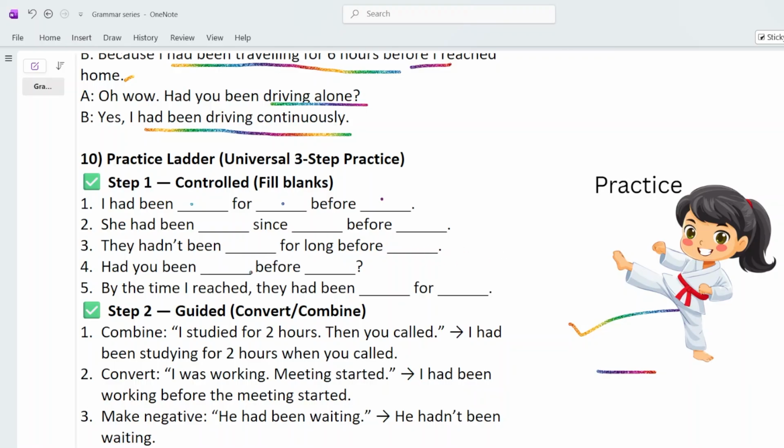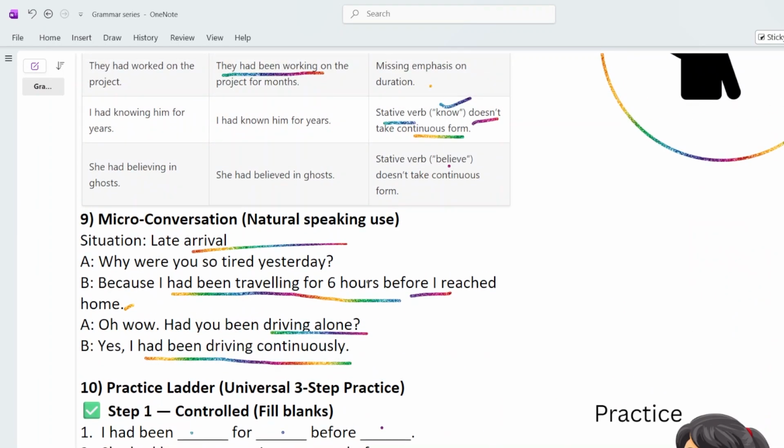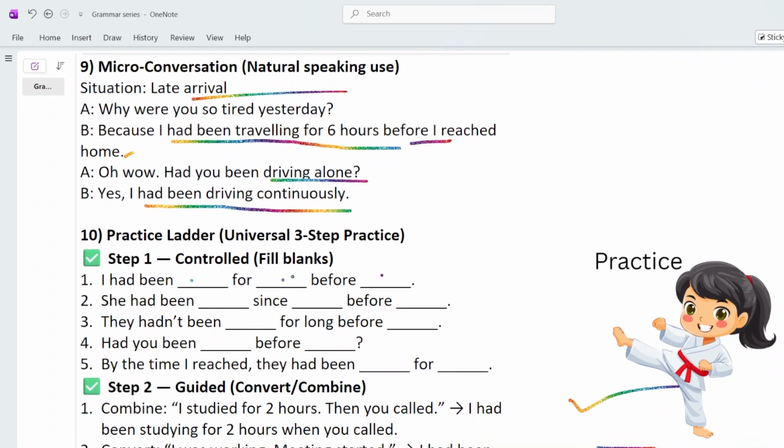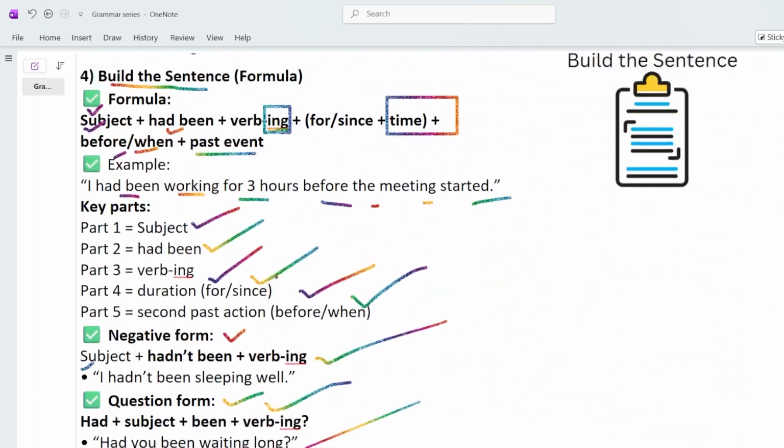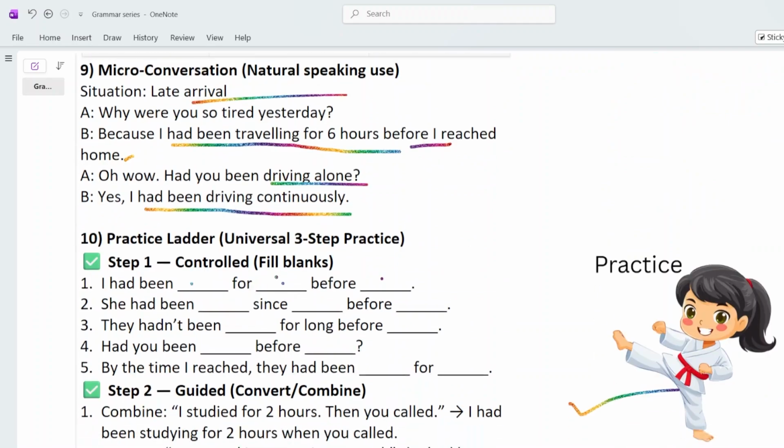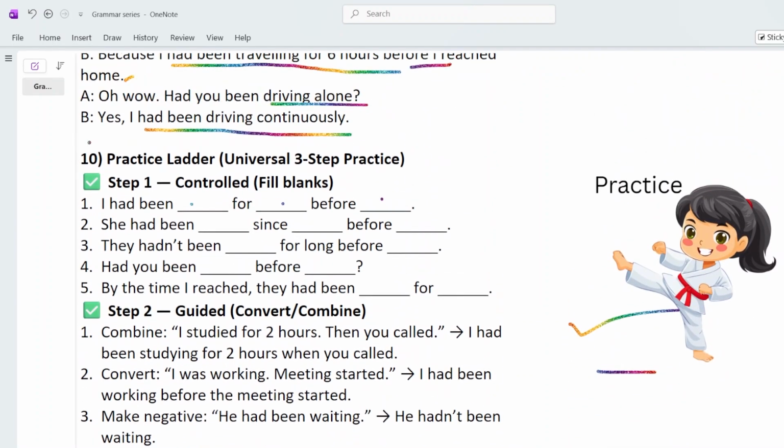Had you been ___ before ___? By the time I reached, they had been ___ for ___. So you can just scroll up and try to relate with any of these sentences. There are many examples that I just gave you. This part is to be done only by you. That is the reason I'm not giving out any answers. Otherwise, it's of no use.